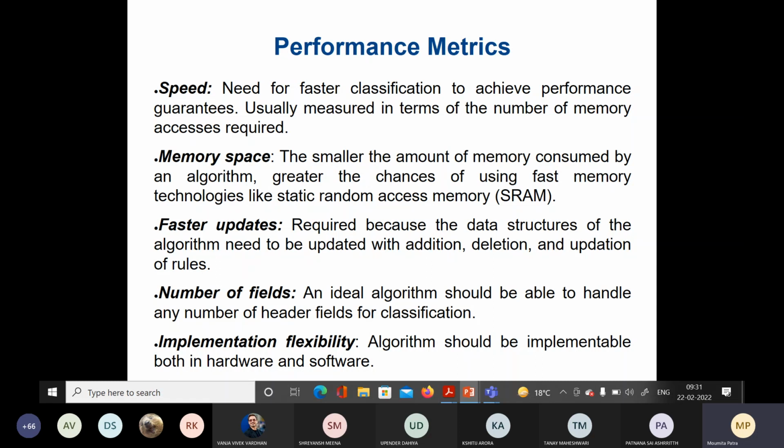Then we have another metric which is known as number of fields. It denotes on the basis of how many fields the classification is being done. Then the next one is implementation flexibility. That means how efficient the algorithm is for the purpose of implementing. Okay, so that is one of the very important metrics. Implementation flexibility is also one more performance metric.